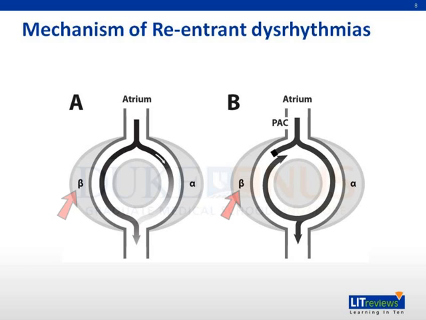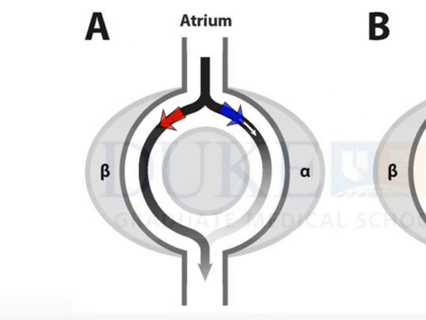Let's name them beta tract and alpha tract. The beta tract is a fast conducting and slow recovery tract. This type of conduction pathway is the normal conduction pathway through the AV node. On the other hand, the alpha tract is a slow conducting but fast recovery pathway, the direct opposite of the beta tract. Let's look at figure A. Normal conduction goes down to the two different tracts. As the beta tract is fast conducting, it conducts the signal to the ventricles before the alpha tract.